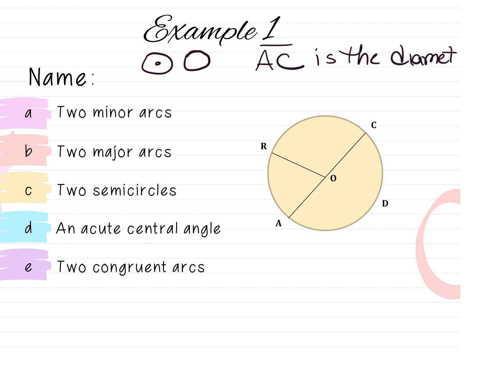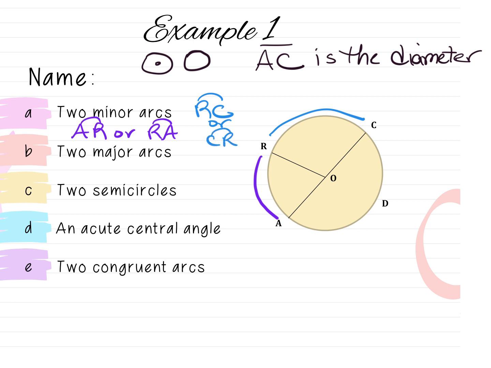This is going to help us to determine where the semicircle arcs are. All right, so in this picture, it wants us to name two minor arcs. Remember, minor arcs are less than half of the circle. So I have a minor arc right here of AR. You could also name it RA. I also have another minor arc, which is RC or CR. Those would both be minor arcs.